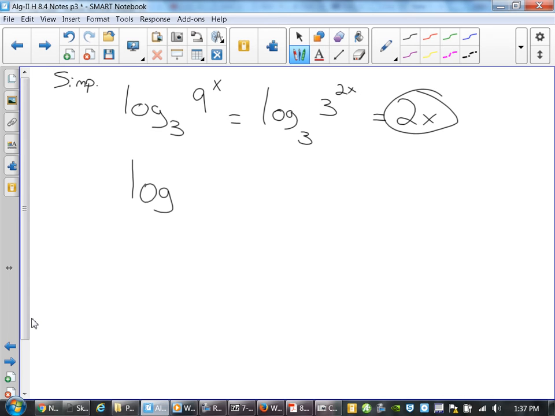Yes, sir? How did they get the word logarithm? Not a clue. Okay. They were sitting on a log and they figured it out.